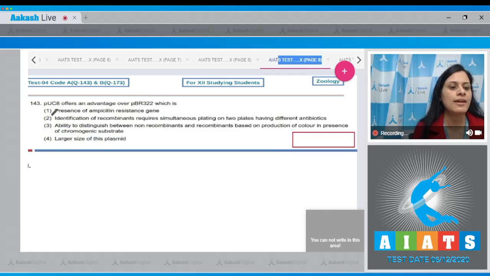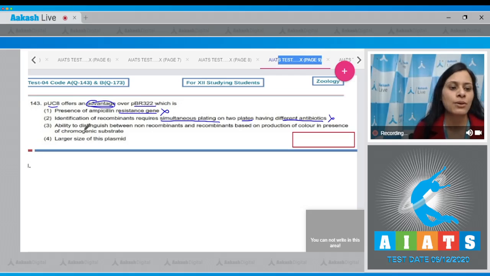Question number 143. pUC8 offers an advantage over pBR322, which is. So you have to find out an advantage among the given options. The very first option says presence of ampicillin resistance gene. As this gene is present in both the plasmids, this cannot be a correct answer. The next option is identification of recombinants requires simultaneous plating on two plates having different antibiotics. And this is an incorrect option because identification of recombinant requires single step of plating, that is plating onto agar medium containing ampicillin and X-gal in case of pUC8.